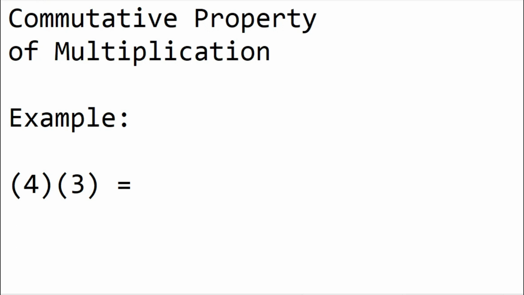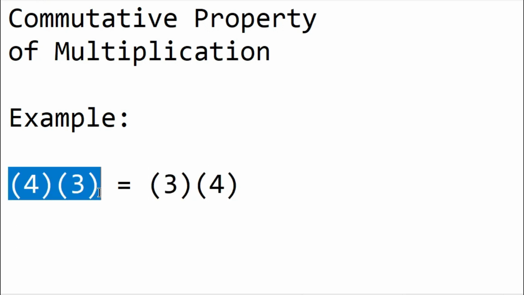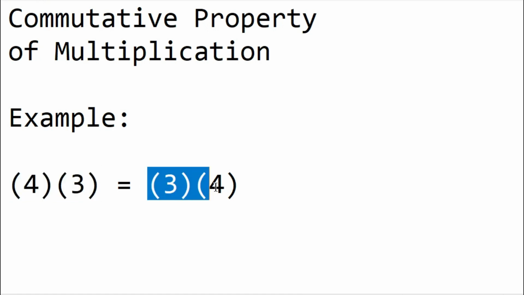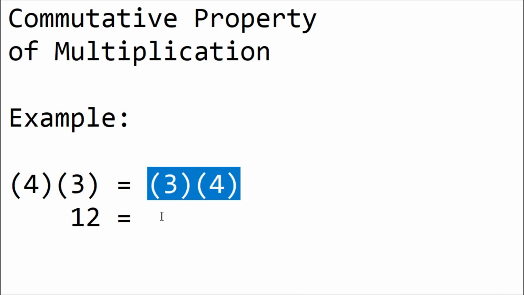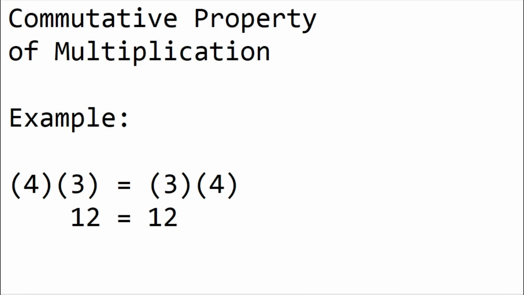Para naman sa commutative property of multiplication, ito ang halimbawa. Meron tayong 4 times 3. Then sa kabila, 3 times 4. So, nagka-palit yung kanilang order. So, dito ang unang 4, pangalawa yung 3, dito naman nauna yung 3, sumunod yung 4. Pero guys, pag kinuha natin ang kanilang product, 4 times 3 is equals to 12. Tapos, sa other side of the equation naman, 3 times 4 is also 12.